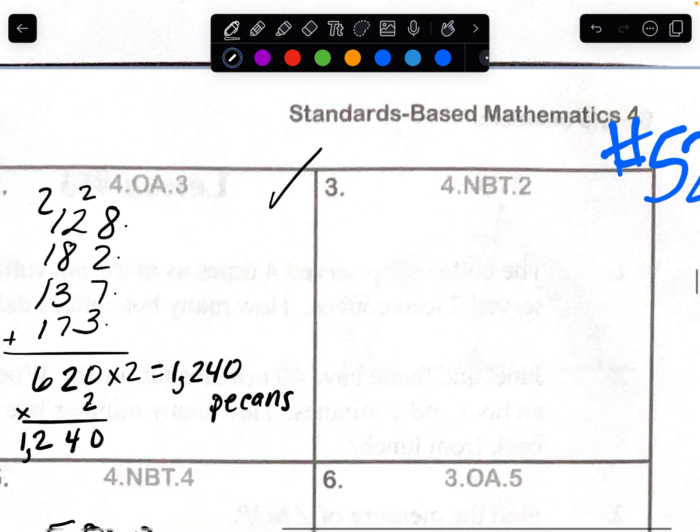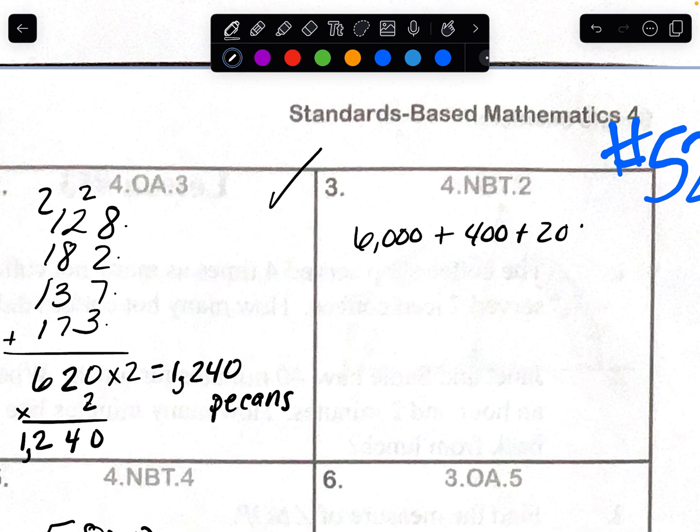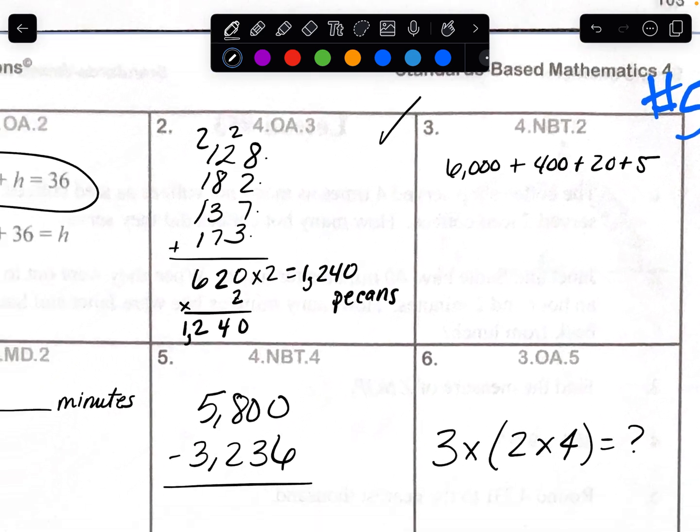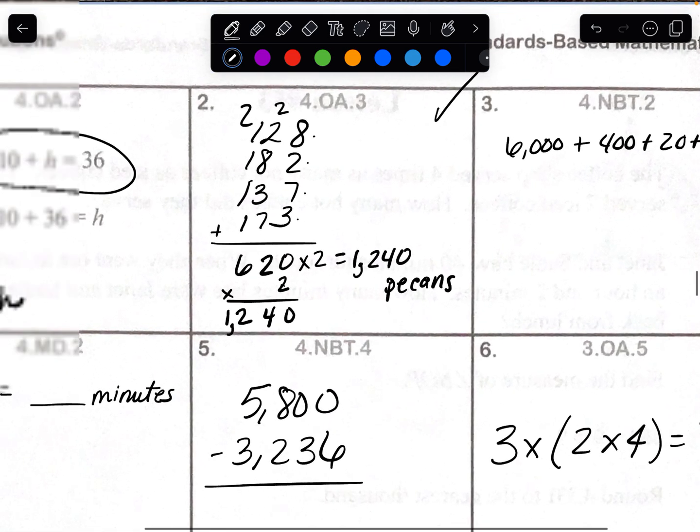All right, we have expanded form. 6,000 plus 400 plus 20 plus 5. That one's easy peasy. All right, number 4. Billy spent 3 hours and 34 minutes playing 18 holes of golf. He finished the first 9 holes in half the time. How many minutes did Billy take to play the other 9?